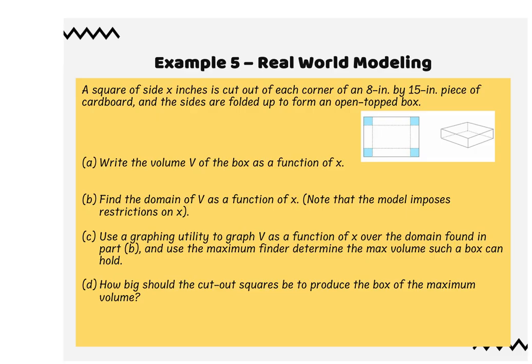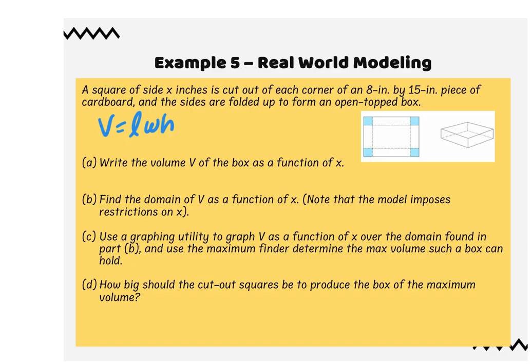That's what it means by open-top box, okay? So this is what it would look like. So it says, write the volume of the box as a function of x. Well, how do I find the volume of a box? Length times width times height. So I know length times width times height is the volume.